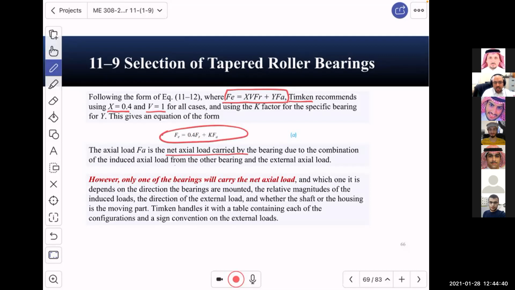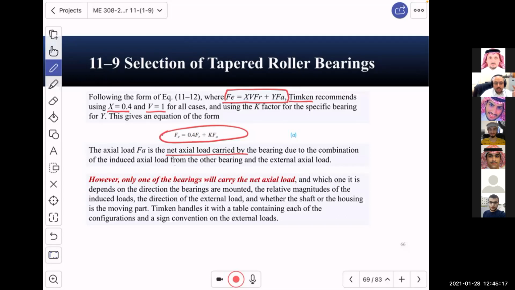Here, we have an applied thrust load, and we have an induced thrust. And not only this, because bearings are mounted back to back, face to face, whatever, that induced reaction will be going in the same direction as the applied thrust load or opposite to it. So there will be adding and subtracting. You get that?